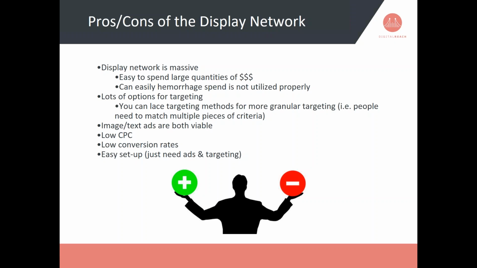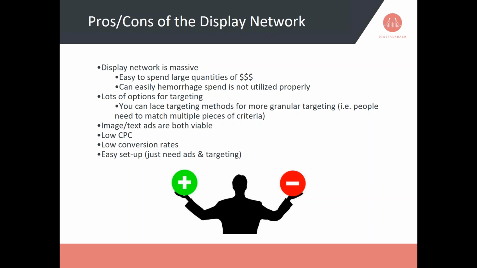Pros and cons next on the list here is there's lots of options for targeting. I'll go over the lacing methods that I discussed beforehand on how to get more granular with your targeting. Basically, it allows you to take any pieces of their targeting criteria and lace multiple pieces together so that way you're targeting a more granular list of users.